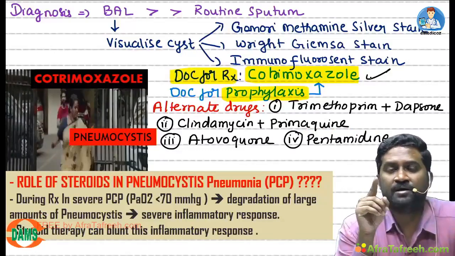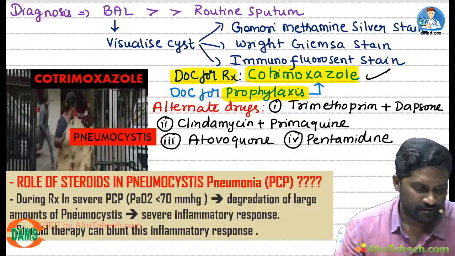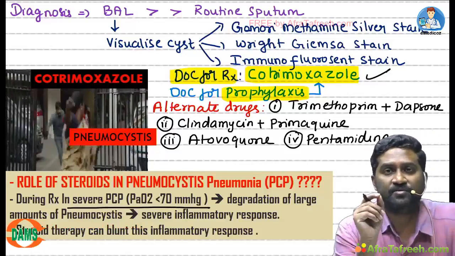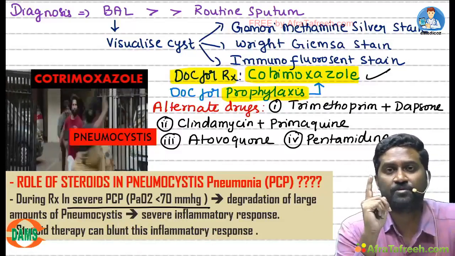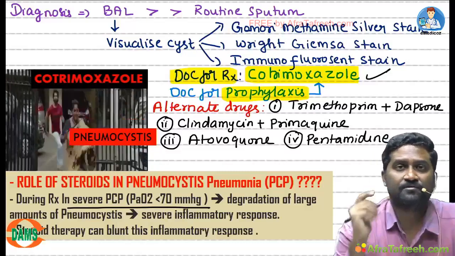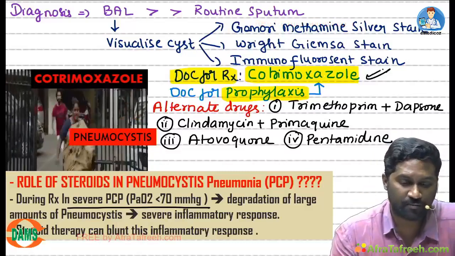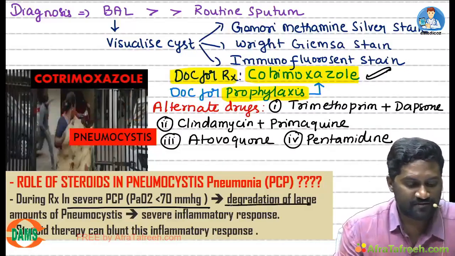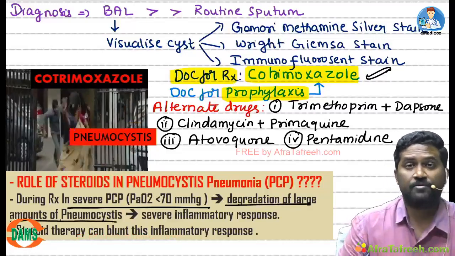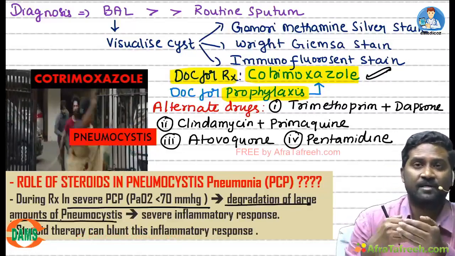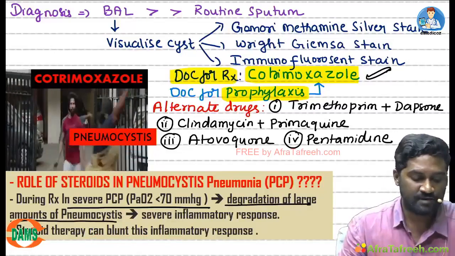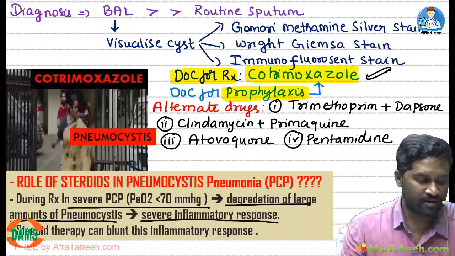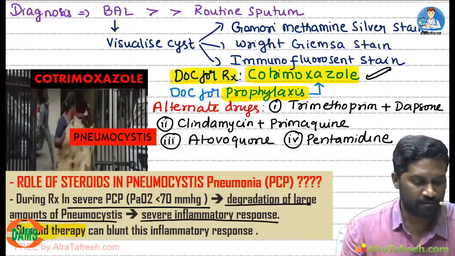So here also in severe pneumocystis pneumonia, the cutoff PaO2 is less than 70 mmHg. In severe pneumocystis pneumonia, when do you call it severe? When PaO2 is less than 70 mmHg. Here also the primary drug of choice is cotrimoxazole only. So when you give cotrimoxazole, there will be degradation of large amounts of pneumocystis. So many pneumocystis are getting damaged. That releases fungal filaments. These fungal filaments can cause a severe inflammatory response. To bring down that inflammatory response, steroid therapy will be helpful.